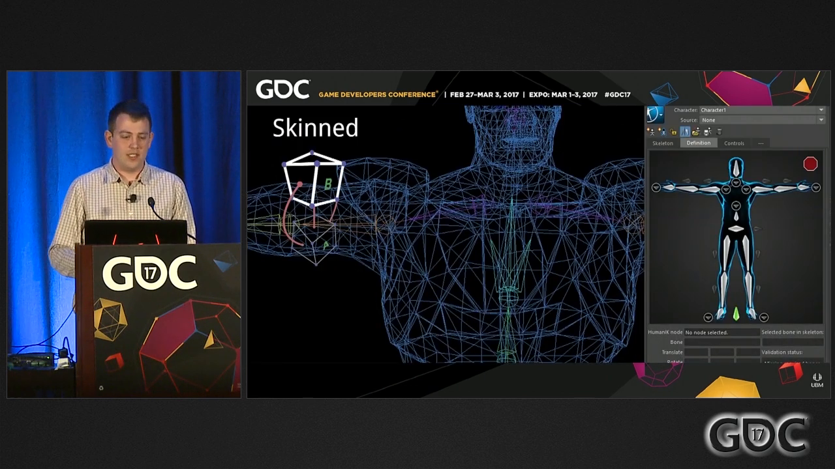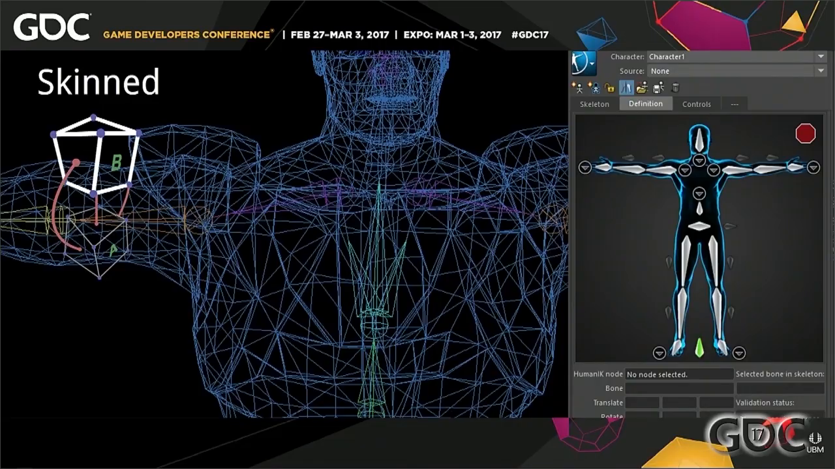Finally, we're getting into skinned. This is like HIK territory. This is when you're doing character rigs and motions.